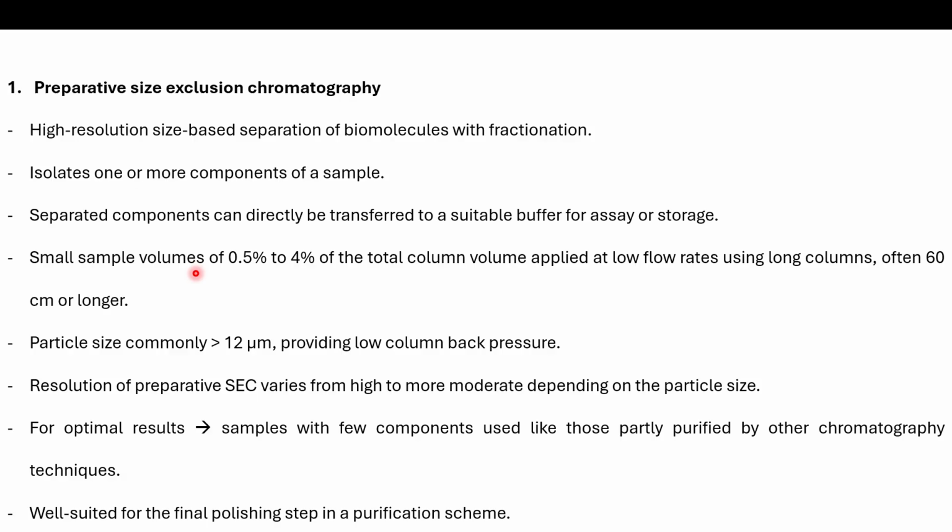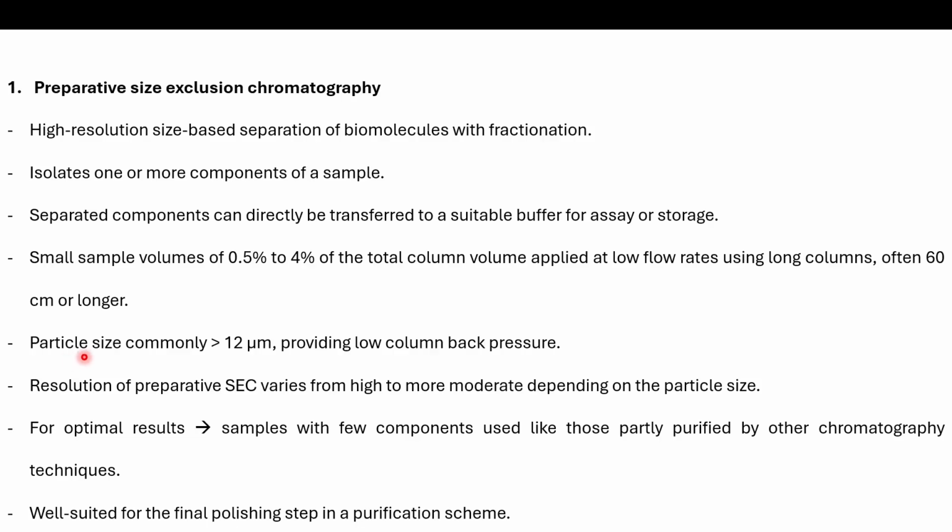Okay. And small sample volumes actually for SEC. Even if you purify a huge amount of protein for other columns, for SEC usually you can load up to like 0.5% to 4% of the total column volume. That is, the volume of the packed resin in the SEC column. 0.5% to 4% of the total column volume can be applied, at low flow rates while using long columns. Okay. And these are just a few pieces of practical information which are to be kept in mind when you are actually performing SEC in the laboratory.